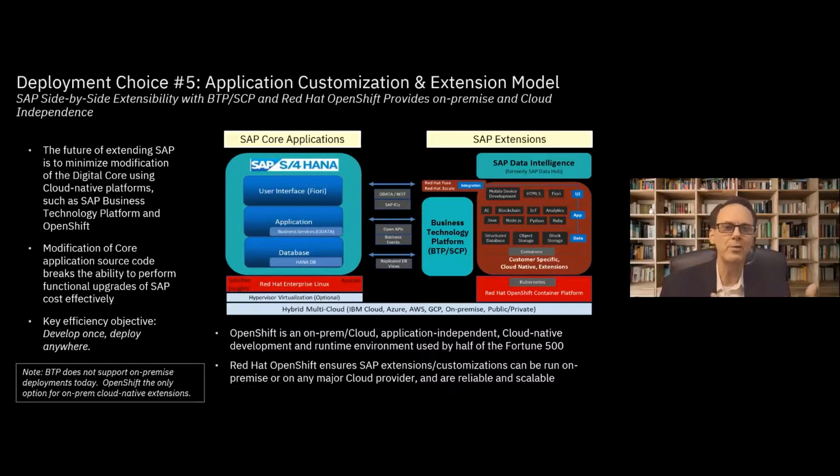Whereas on the right-hand side, such as OpenShift, which is what you see here, OpenShift today is already used by roughly half of the Fortune 500 as their enterprise-wide cloud DevOps platform. But the other neat thing about OpenShift is that it not only is available on Azure and AWS and Google and IBM Cloud, but OpenShift is also available to run on-premise.